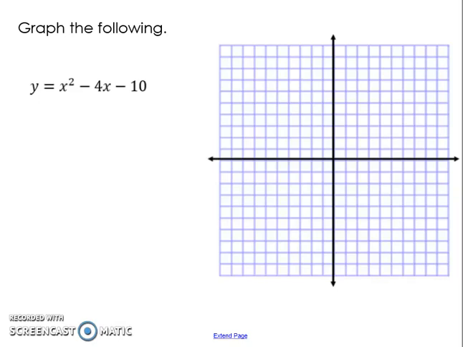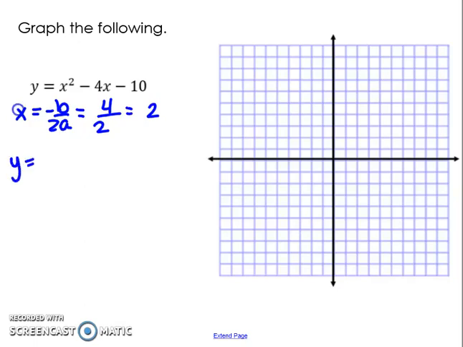Okay, so looking at this problem, again, we're going to start it the same way. x equals -b over 2a. So now b is a -4. So a -4 becomes a +4 over 2. So we end up with 2 as our x value.